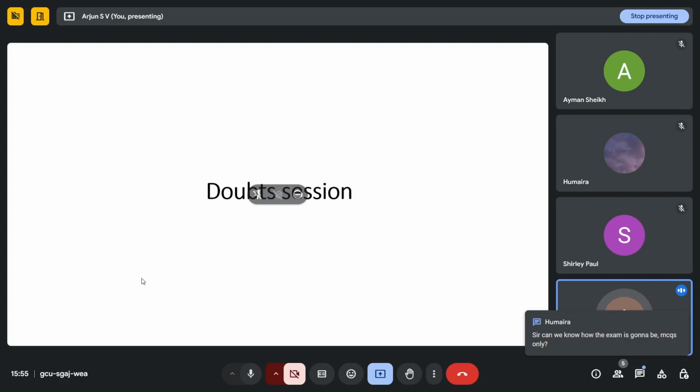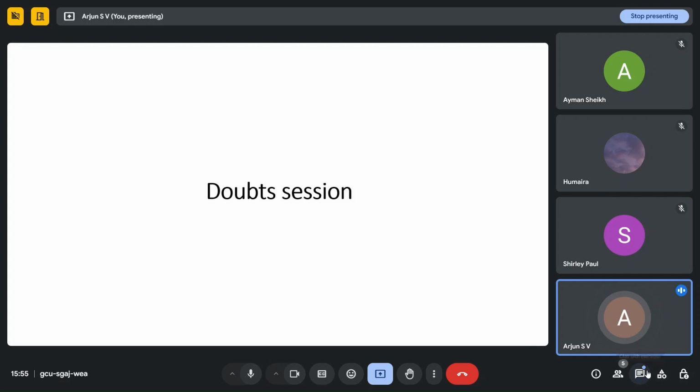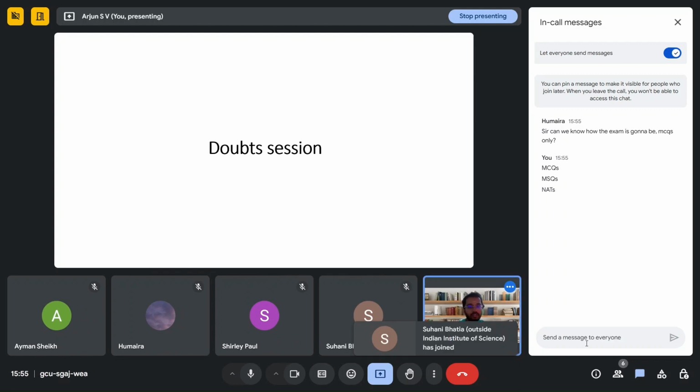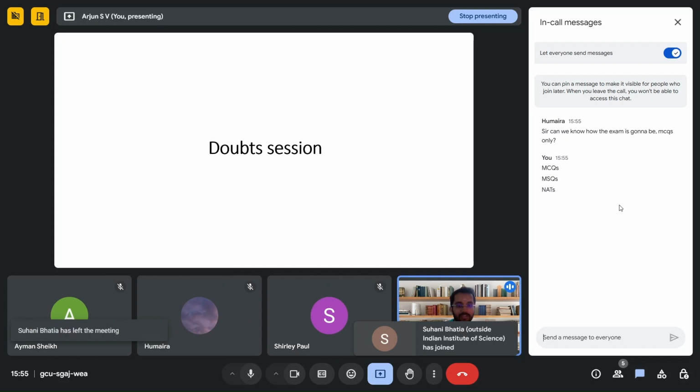So Humaira is asking how the exam is going to be. Generally, all the NPTEL based exams are varied into three different types of questions: MCQs, MSQs, and NATs. Your MCQs are multiple choice questions where you will be given different options and asked to choose any one of them.